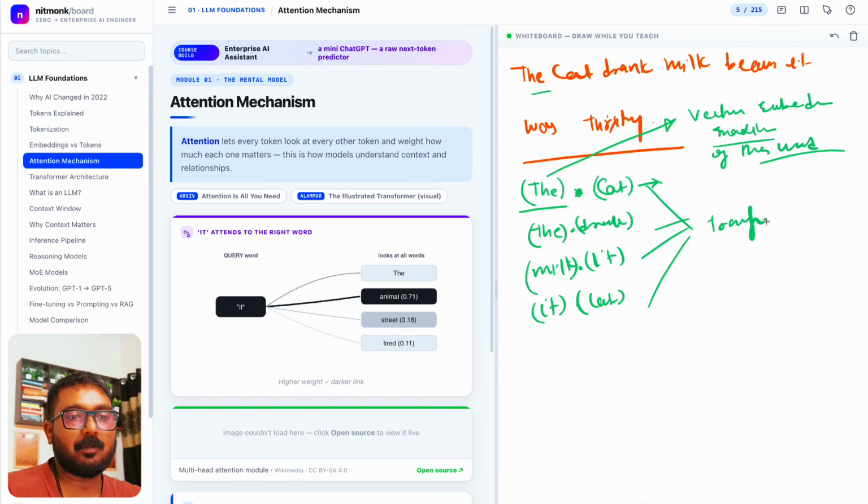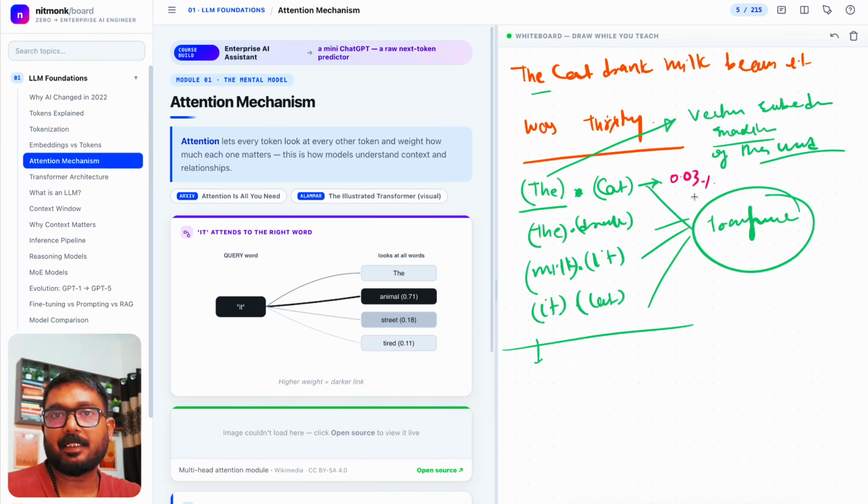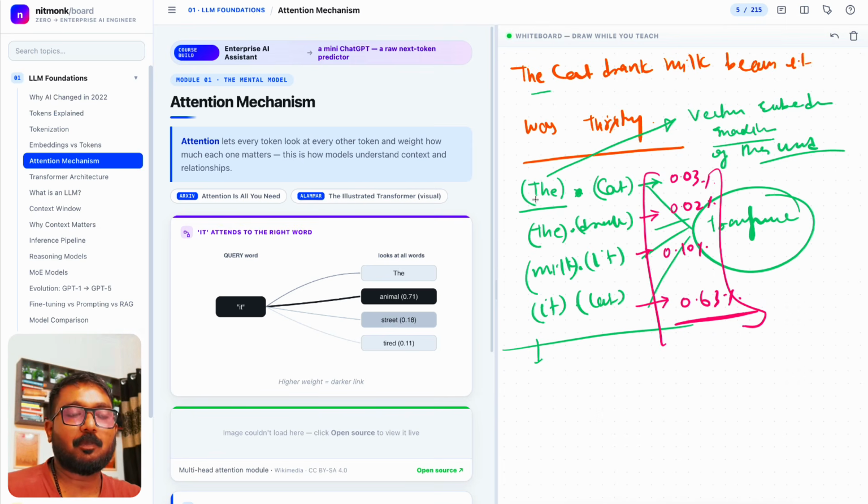The transformer architecture understands all of them simultaneously and creates values for each. So let's say "the" and "cat" generate 0.03% similarity. "The" and "drank" generate 0.02% similarity. "Milk" and "it" generate, let's say, 0.10% similarity. "It" and "cat", let's say, generate 63% similarity. These are the different similarities from dot products of different combinations of words.